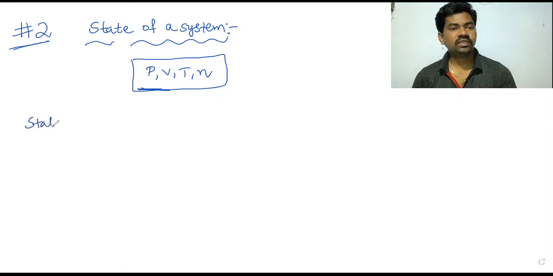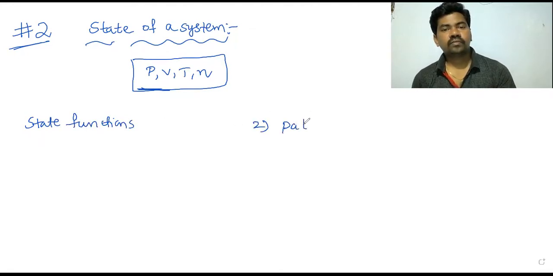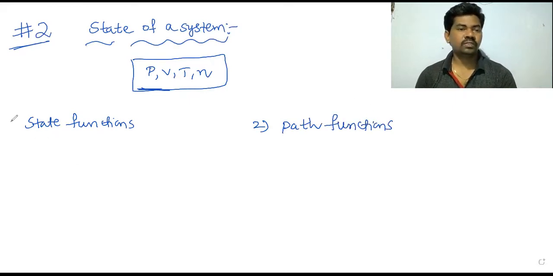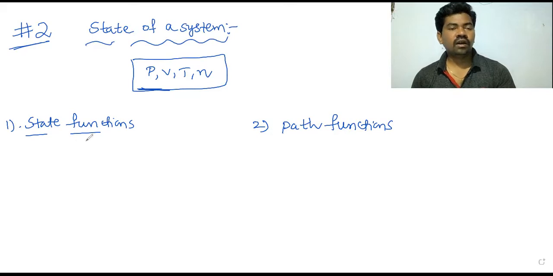Usually there are two types of functions. One is state functions, and the second one is path functions. State functions and path functions. First one is state function. So what do you mean by state functions here? State functions mean just the properties of a system that depend upon the state of a system. It does not depend on the path of the system, only state. It depends upon only the initial and final state of a system, not on the path.